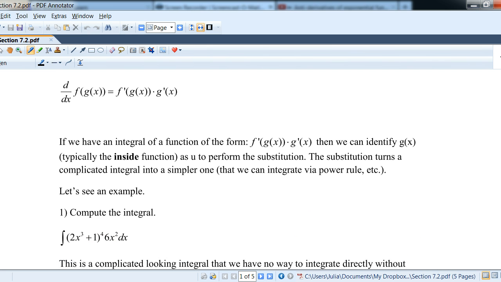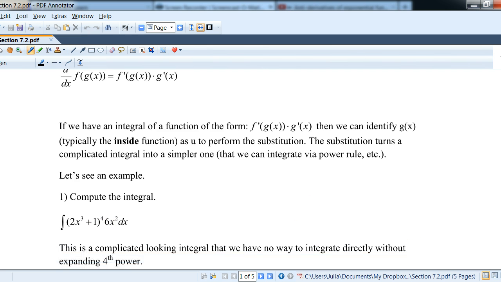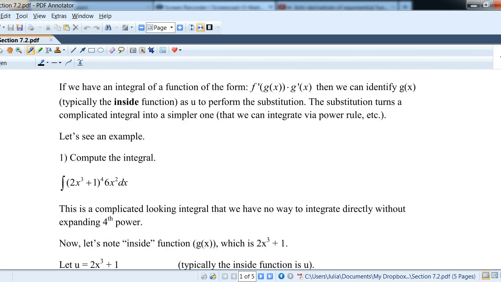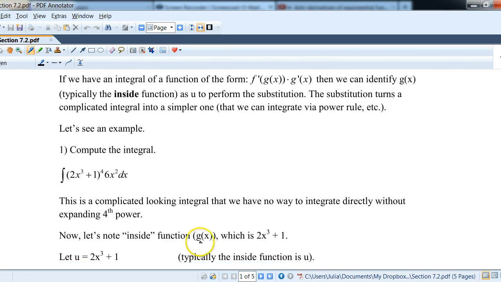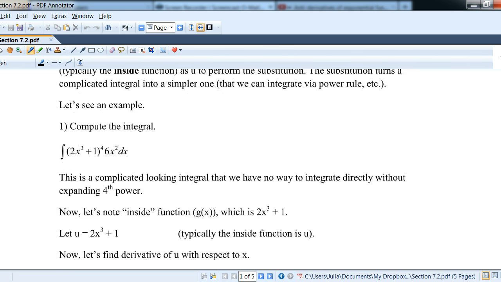So what we can do is use a substitution. This is the way without integrating it directly. So here's what we usually do. If we let u, that's why we call it U-substitution, be the inside function, which is usually the case, so the inside function inside of the exponent is 2x cubed plus 1, okay? Then you can find the derivative of this u.